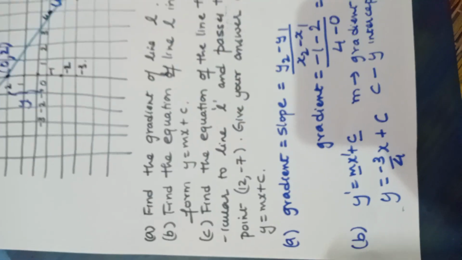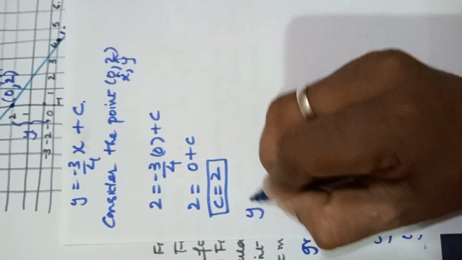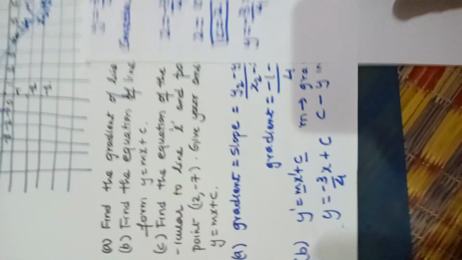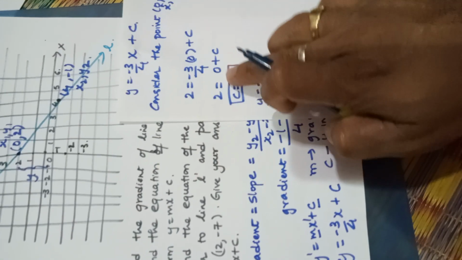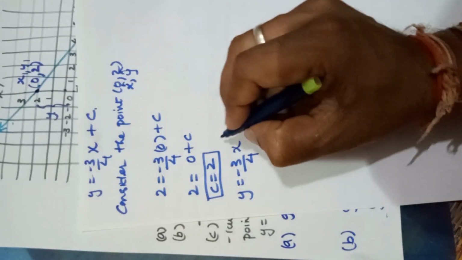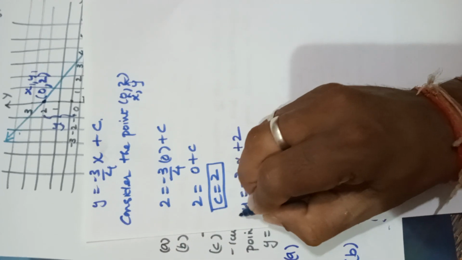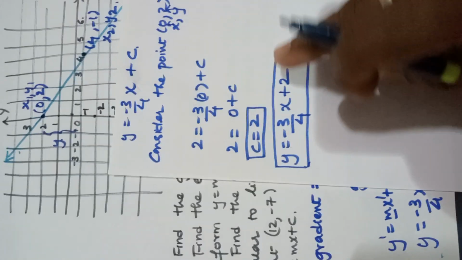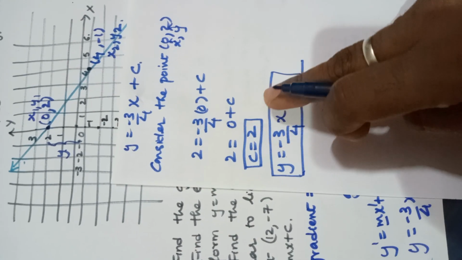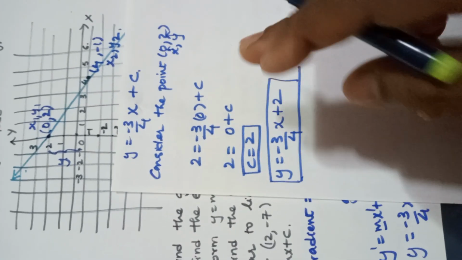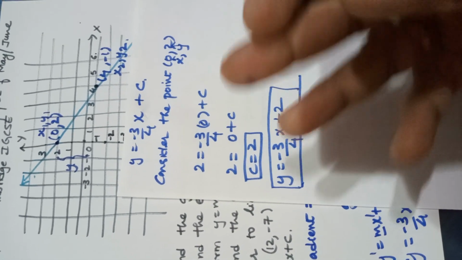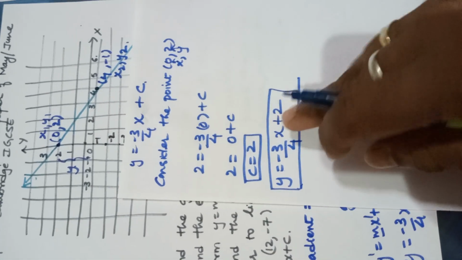So what is the equation of the line now? The equation of the line is y is equal to minus 3 by 4x plus c. What is the value of c? We got 2. So I'll write 2 here. So this is the equation of the line L. Once again, this is one way of finding the value of c, by substituting the coordinates of a point which lies on the line into the equation of the line and solving it to get the value of c.